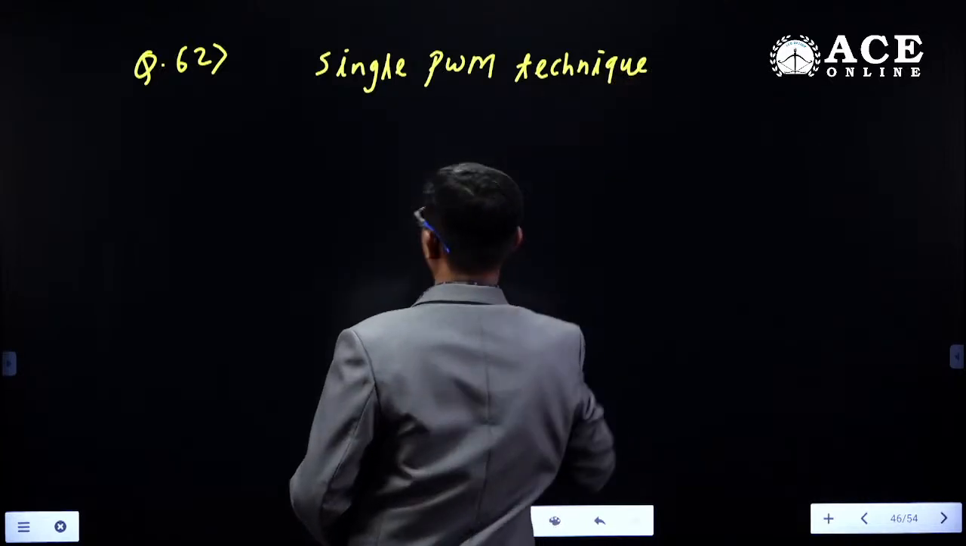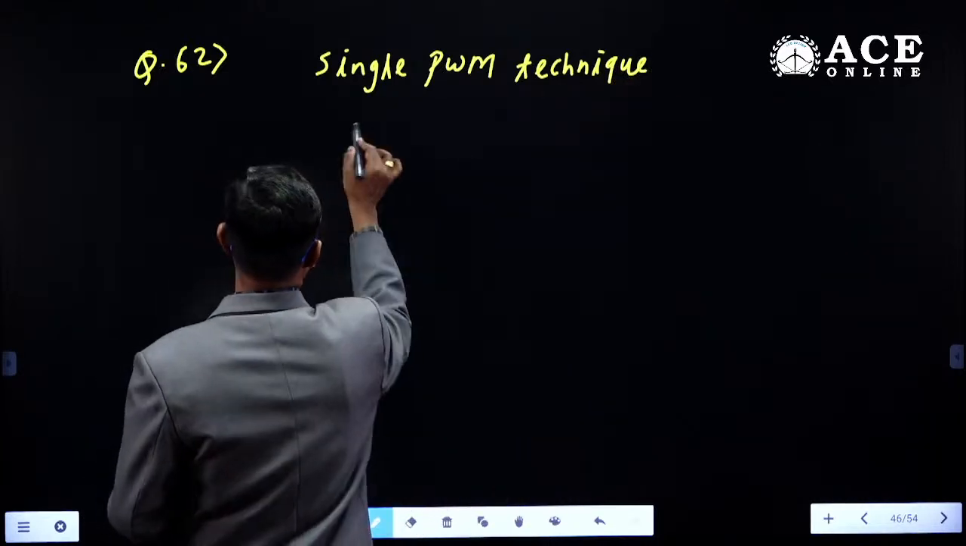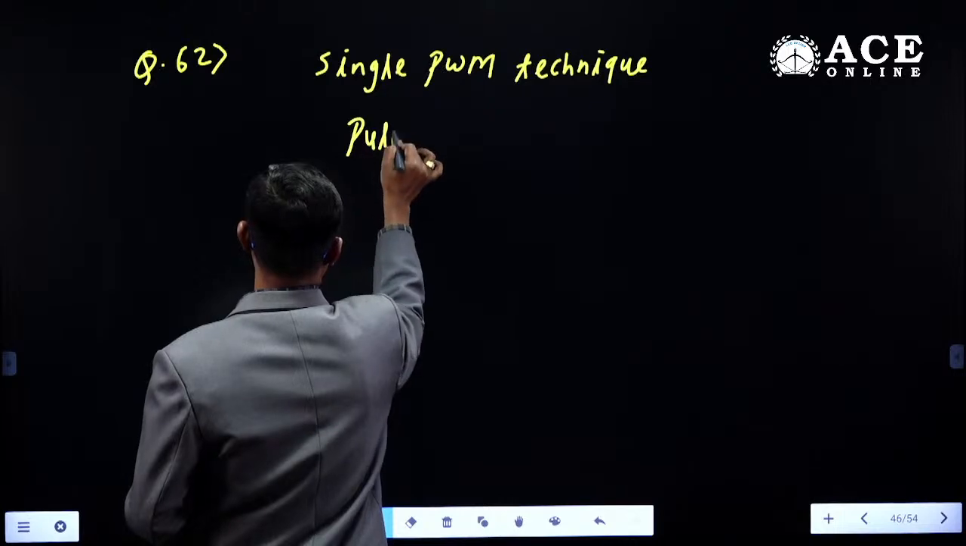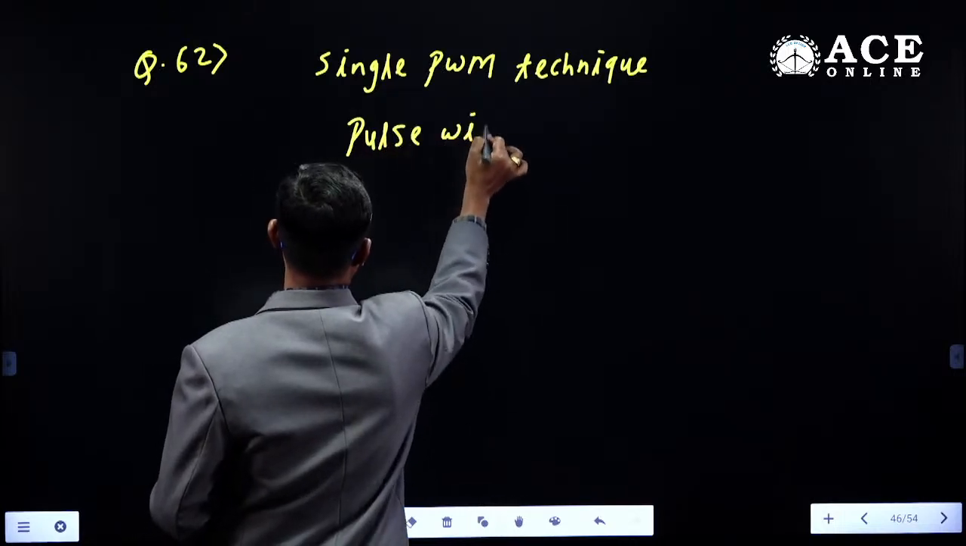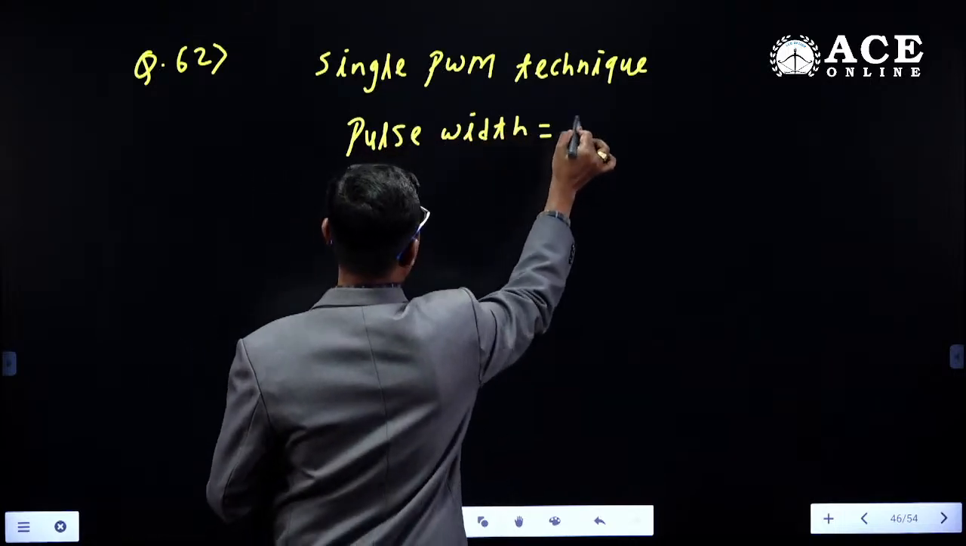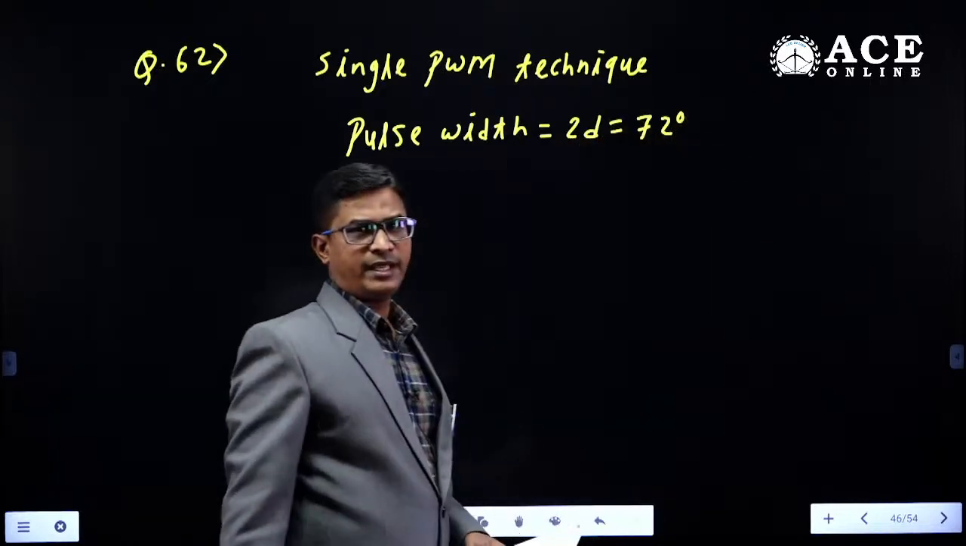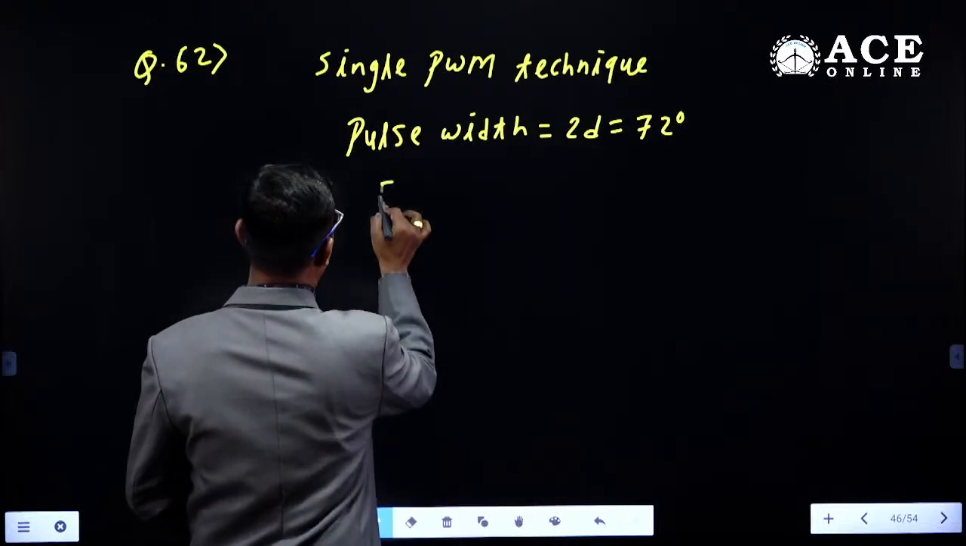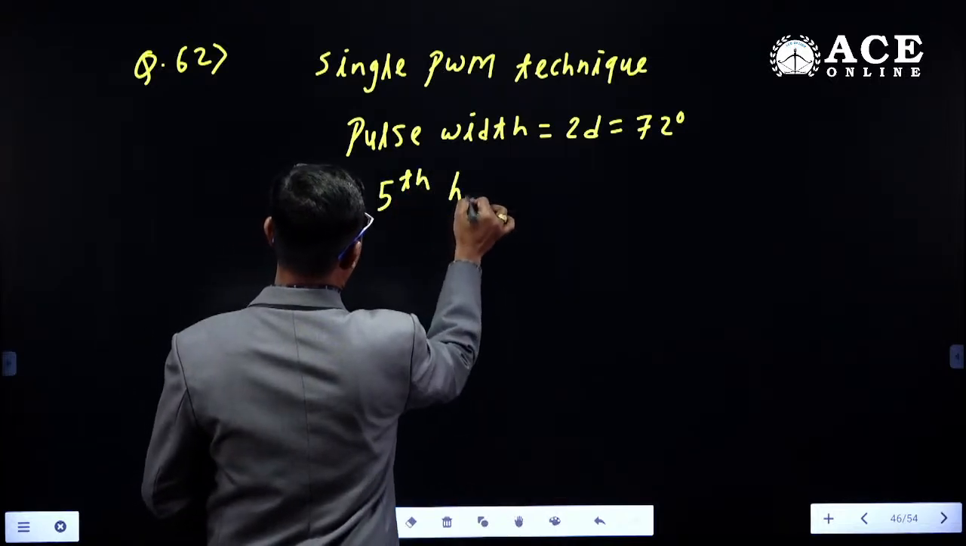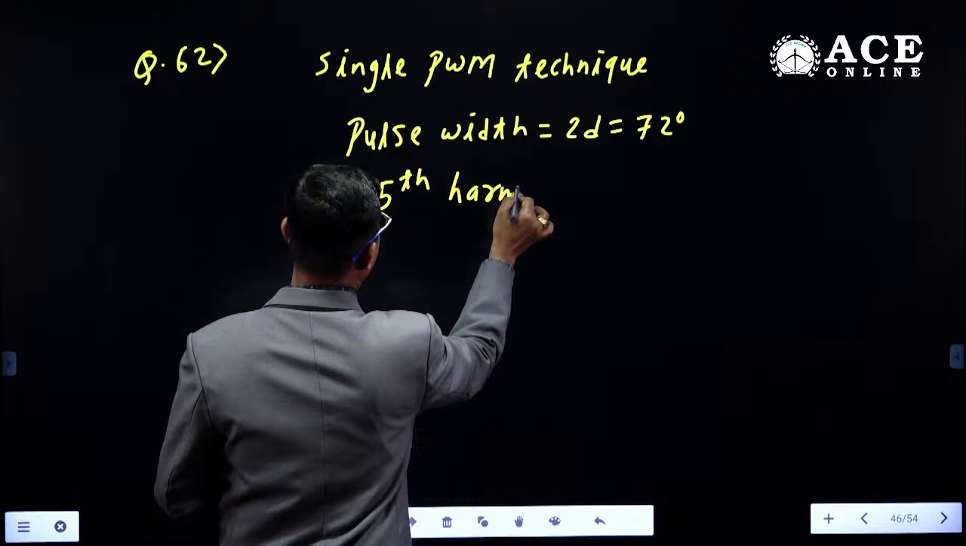So we know if the pulse width is 72 degree, pulse width 2d is equal to 72 degree, then yes, the fifth harmonic is eliminated.